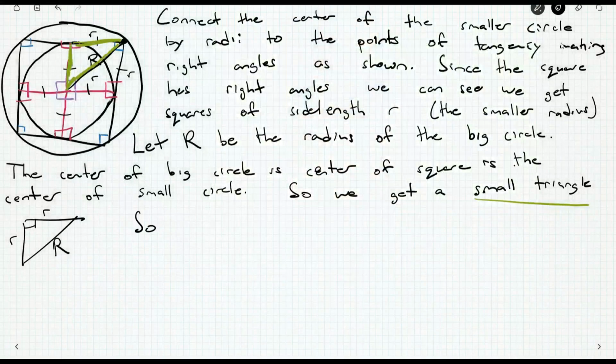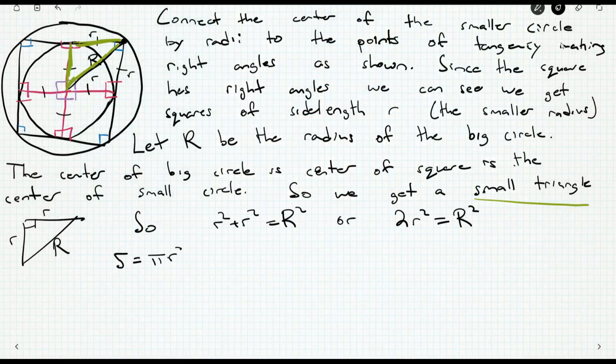So, r squared plus r squared is big R squared. Or rather, 2 of the little r squareds is big R squared. We know that 5 is pi r squared. So 5 over pi is r squared. So twice 5 over pi, which is just 10 over pi, is capital R squared.